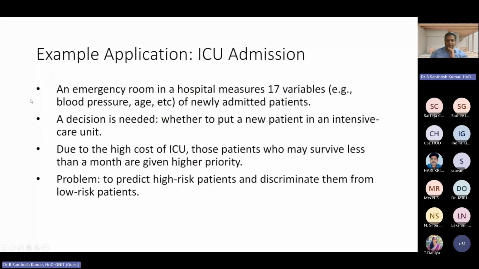The emergency room in a hospital has 17 variables, such as blood pressure, age, etc., for newly admitted patients. So a decision is needed whether to put the new patient in the intensive care unit. Due to the high cost of the ICU, for example, if the problem is not that serious, they can stay in a normal room also, and take some treatment from the normal room. Suppose it is serious, then they definitely have to shift to the ICU only.